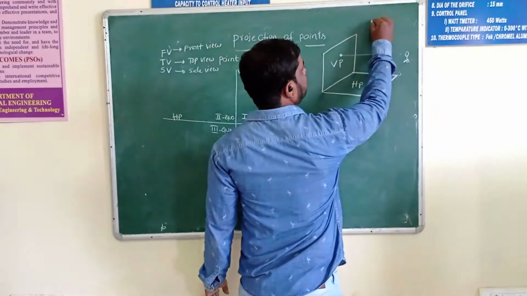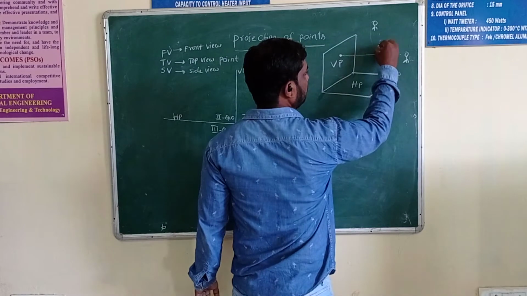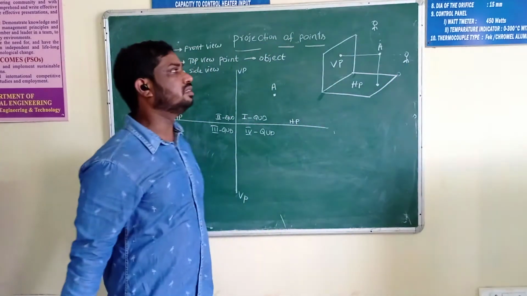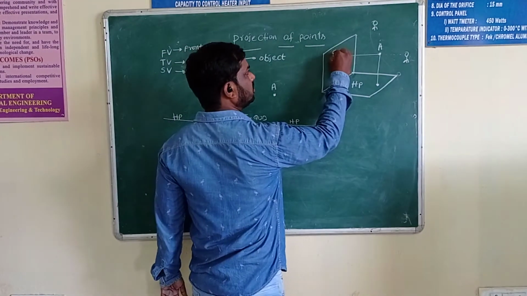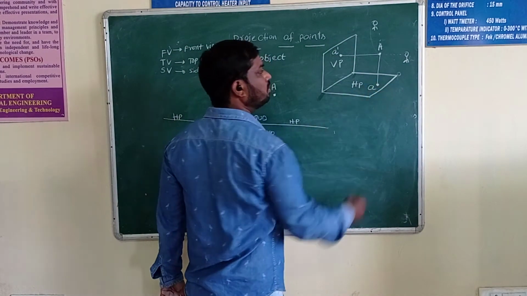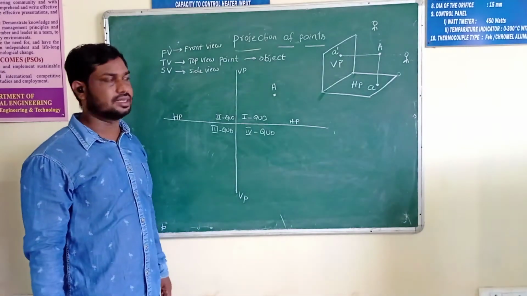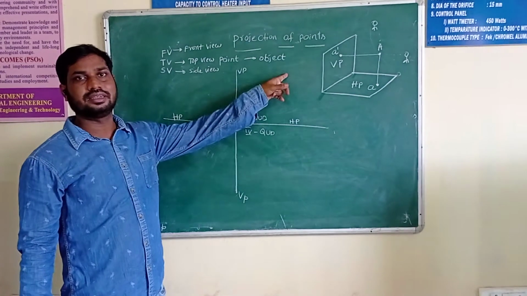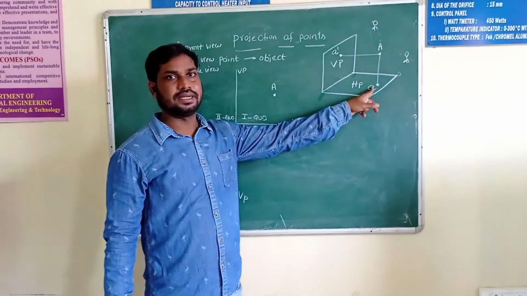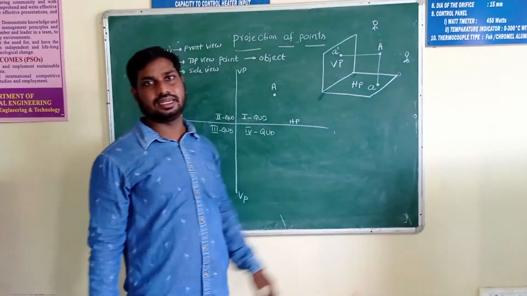Here the observer sees the object projecting onto the horizontal plane. The front view we denote with a small letter with a dash, and the top view with only a small letter. If the point is capital A, the front view is A dash and the top view is a. If it is point B, it is b dash and b, like this.